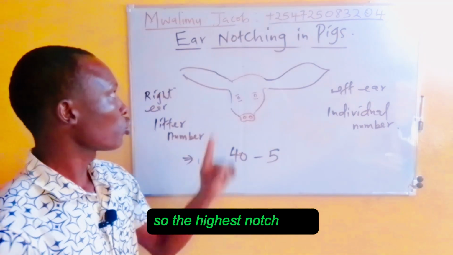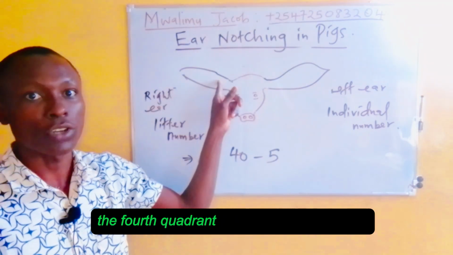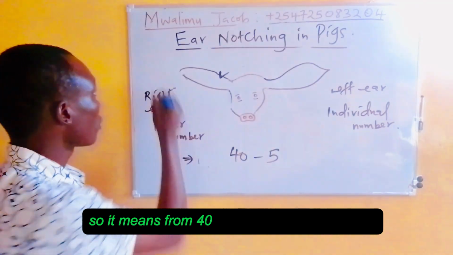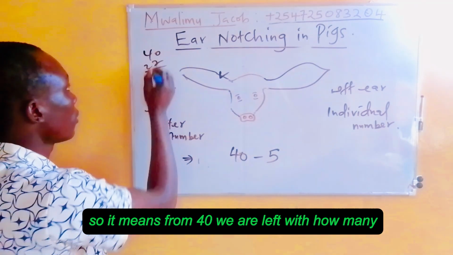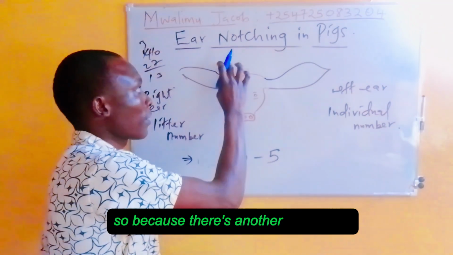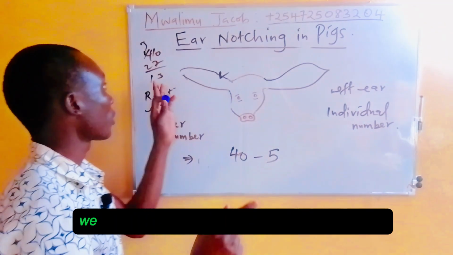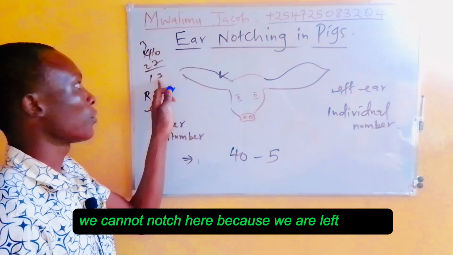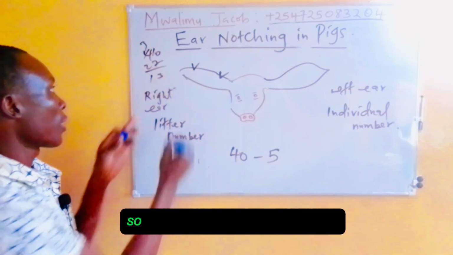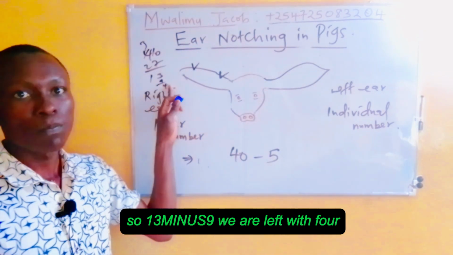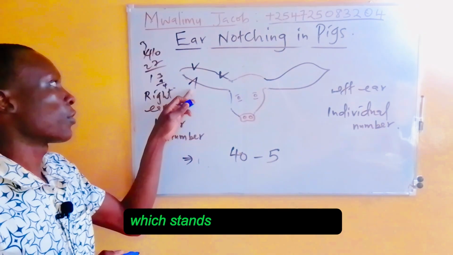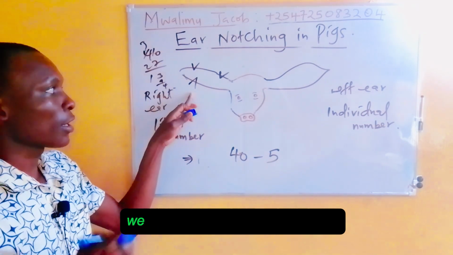So the highest notch is 27, the fourth quadrant. So you'll come and notch 27. So it means from 40, we are left with how many? We are left with 13. Because there's another notch here that stands for 27 again, we cannot notch here because we are left with 13. But we can notch 9. So 13 minus 9, we are left with 4. So meaning we can again come to the third quadrant and notch 1, which stands for 3. 4 minus 3, we are left with 1.